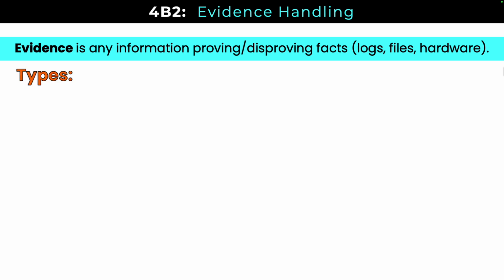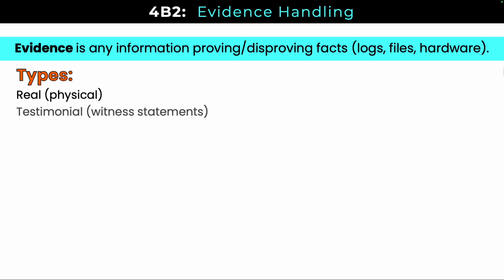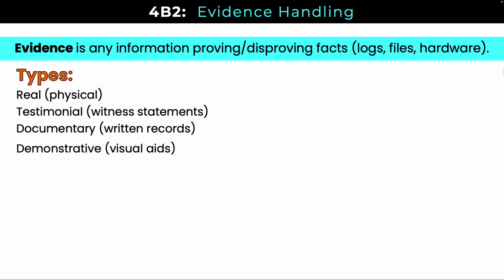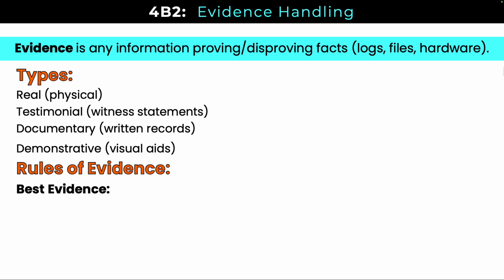Let's talk about the types of evidence. So we have what we call real evidence, physical evidence, testimonial evidence, which are witness statements, documentary evidence, so written records, demonstrative evidence, so visual aids. And there are rules of evidence that are applied in a legal proceeding. We're talking about rules of evidence as they apply in a U.S. court of law. So there's best evidence, which would mean we prefer original documents over copies.